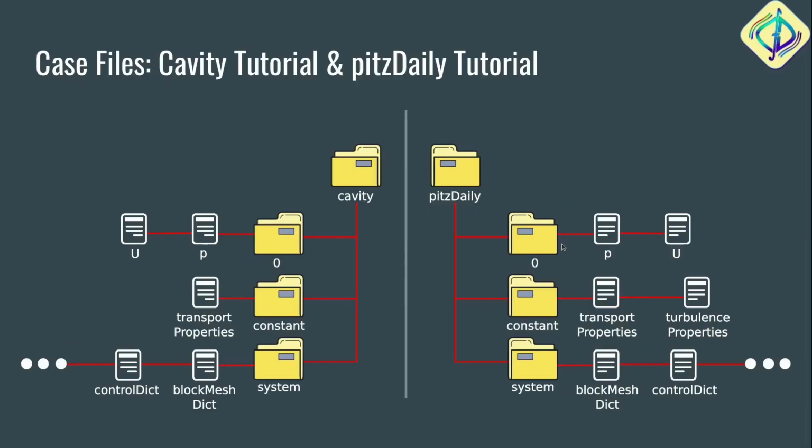Before going to that, let us see the folder structure of both cases. The folder structure is more or less the same. Both cases have the 0, constant and system folders. Now notice the difference in the constant folder. In the icoFoam solver case, there is only transportProperties, but here in the pitzDaily case we have turbulenceProperties also. So here we need to specify whether our simulation is laminar or turbulent.